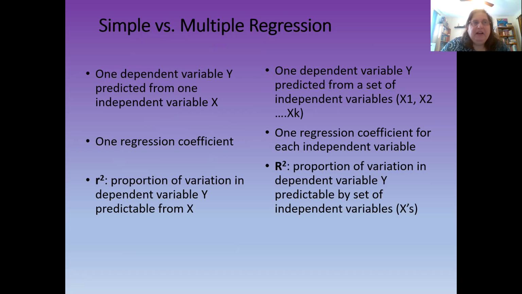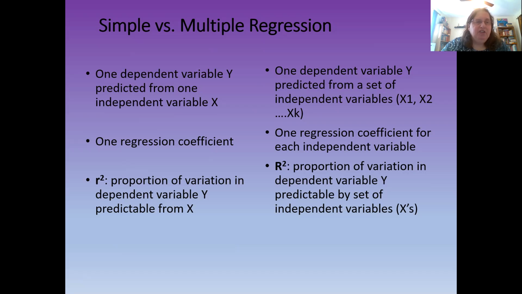So let's talk a little bit about simple versus multiple linear regression. You have one dependent variable y predicted from one independent variable x versus one dependent variable y predicted from a set of independent variables, x1, x2, x3, all the way up to xk, however many you have. In simple linear regression, you have one regression coefficient, whereas in multiple regression, you have one regression coefficient for each independent variable.